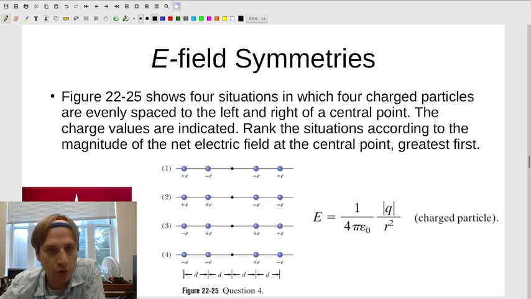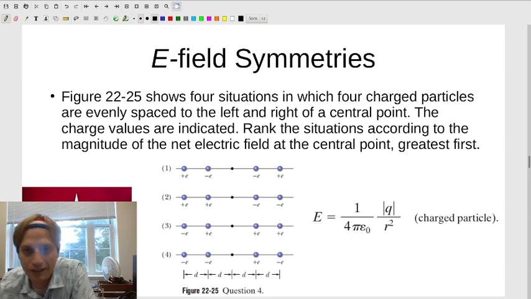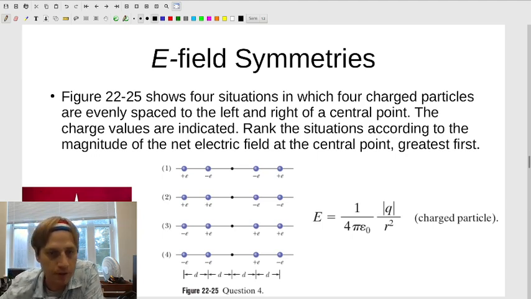Here we have 4 situations in which 4 charged particles are evenly spaced to the left and right of a central point. The charge values are indicated. It says rank the situations according to the magnitude of the net electric field at the central point, greatest first. This is a qualitative problem, and the way we can know we're going to get it right is that we're looking at this point to find the electric field contribution right there. Things that are closer are going to have a bigger contribution than things that are farther away.